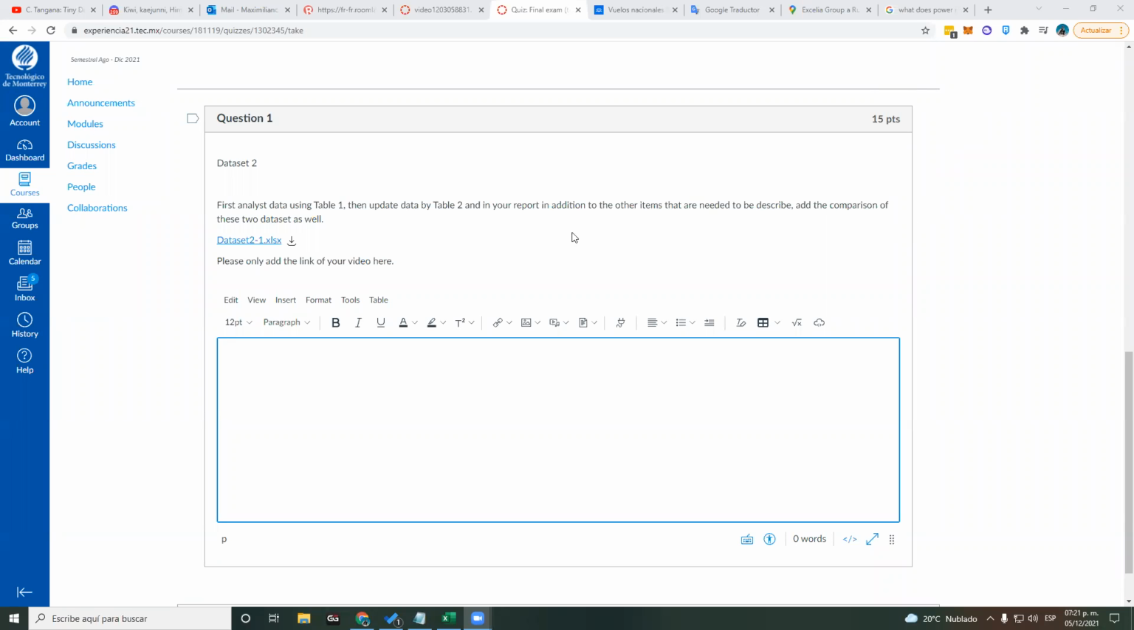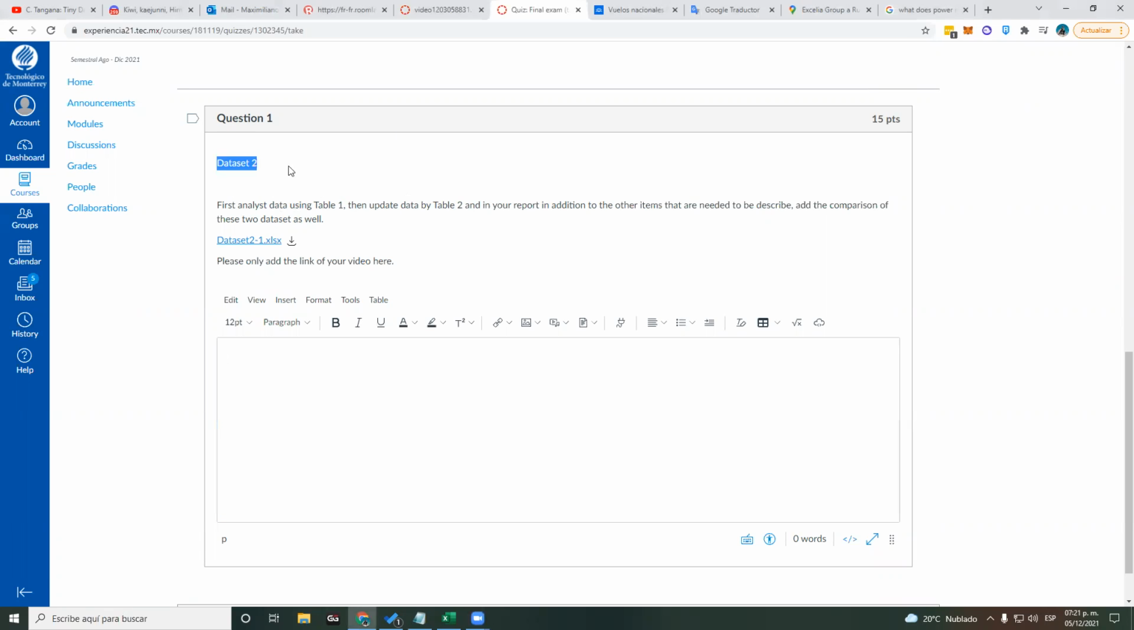Okay, so my name is Maximiliano Lopez, and I will be doing question number 1 with dataset 2, and this is my final exam. The instructions say to analyze the data in table number 1, then update the data in table number 2, and report, in addition to the other items that I need to describe, and make a comparison between these two datasets.